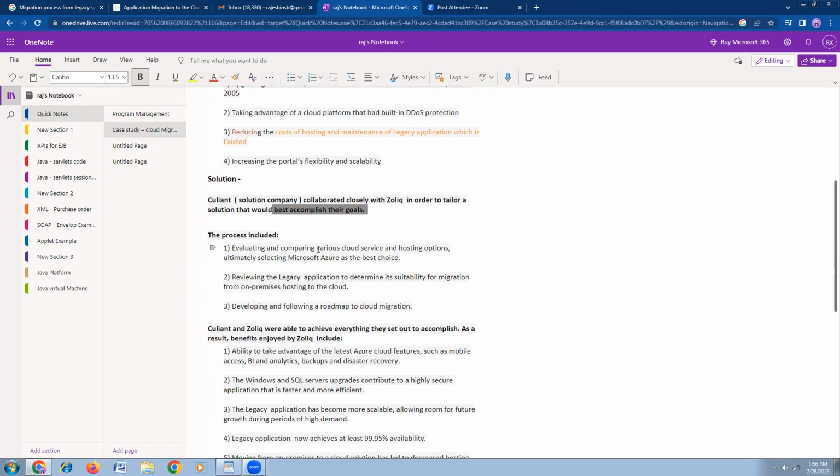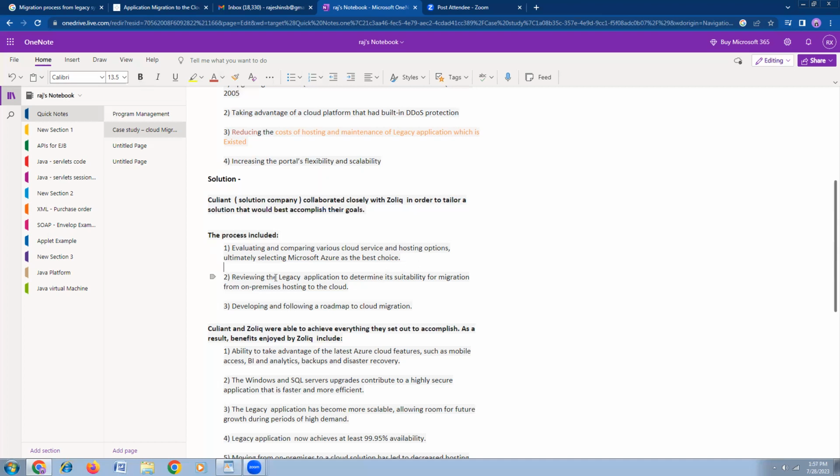Evaluating and comparing various cloud services and hosting options, ultimately selecting Microsoft Azure as the best service. So the customer has an idea, but at the end of the day, who has to accept that? Whoever is providing the solution has to accept that proposal, whether it is the right choice for them. So they evaluated and compared different cloud service providers, hosting companies, all those options. Finally, they chose Microsoft Azure as the best choice. Hence, they have selected that.